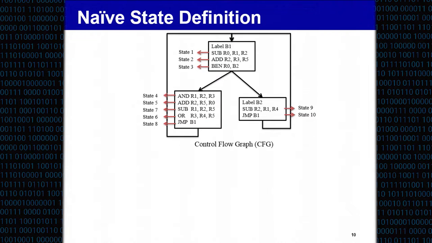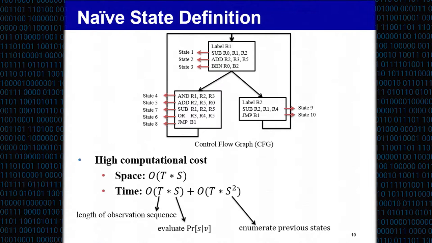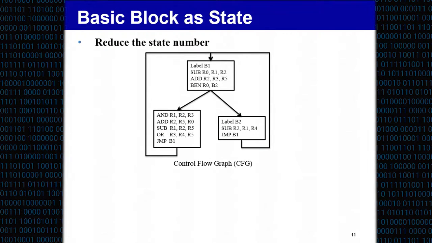To locate instruction instances, one naive state definition would treat every instruction instance in the code as an individual state. However, this leads to high computational cost. To recover the most probable state sequence, the space complexity is proportional to the observation sequence length times the state number. The time complexity can be divided in two parts. The first part is the cost of evaluating the probability for each state and its observation in the sequence. The second part is the cost of enumerating previous states for each state at each moment. Due to the large instruction count in common code, such a naive design leads to a huge state number, which further leads to high cost. To alleviate this problem, we seek to reduce the state number.